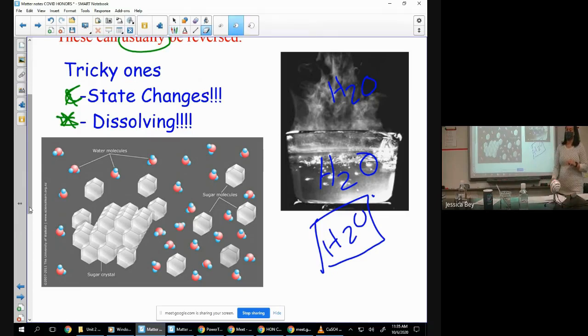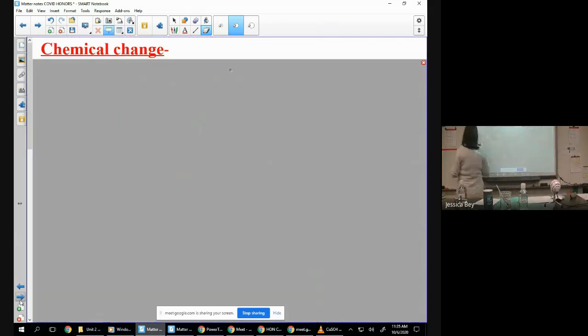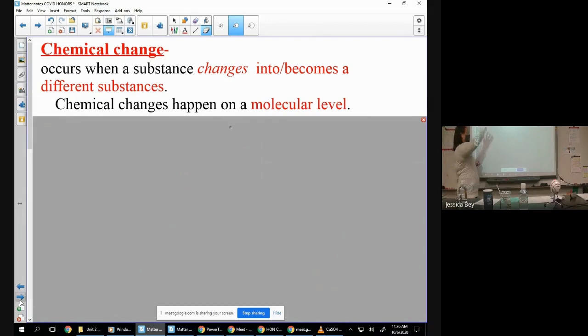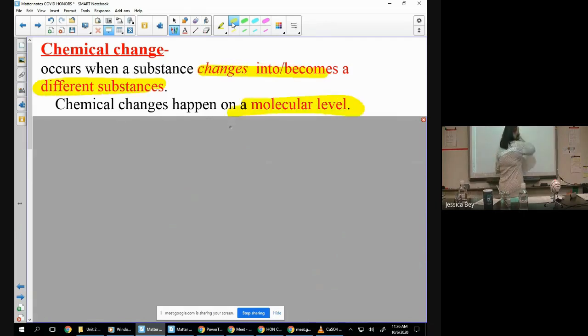Good stuff. All right. After physical changes, we have chemical changes. Awesome. That is when you do make something new. That is when you change the matter at a molecular level. Put whatever combination of this you want, but the idea is that it changes into or becomes a different substance, and that happens at a molecular level. You are making something brand spanking new in a chemical change.